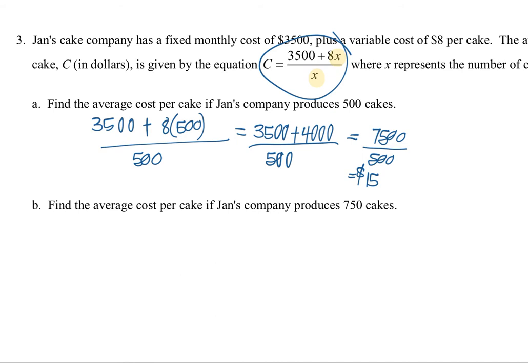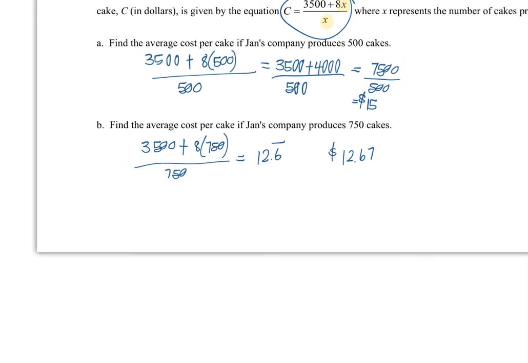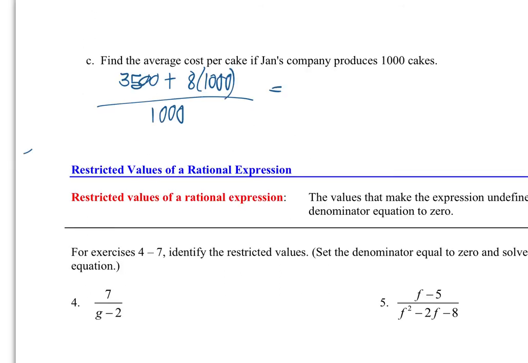Let's see what happens when we produce 750 cakes. I'll put this in my calculator, and I get 12.6, and the 6 is repeating. So that's an average cost of around $12.67 per cake. See, when they produced more cakes, the price went down. And when you plug in 1,000, the price goes down to $11.50.